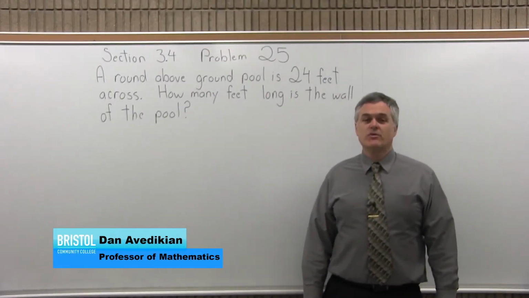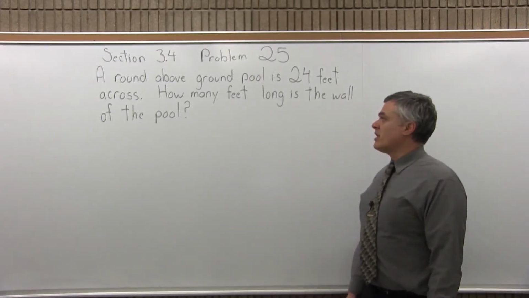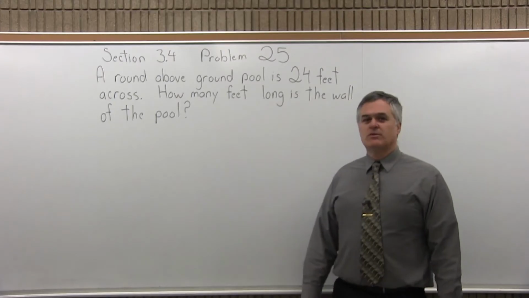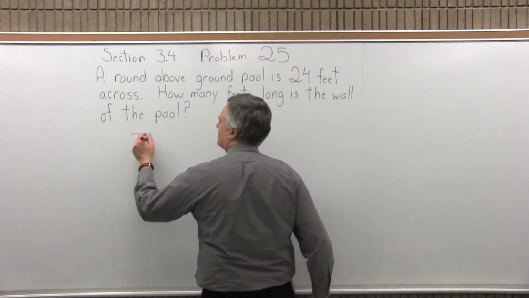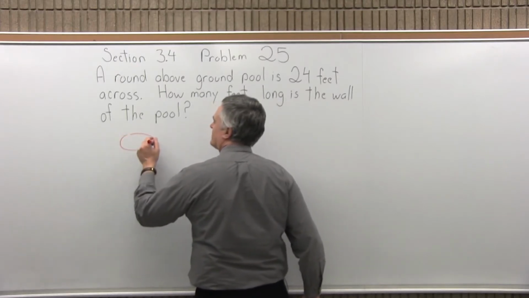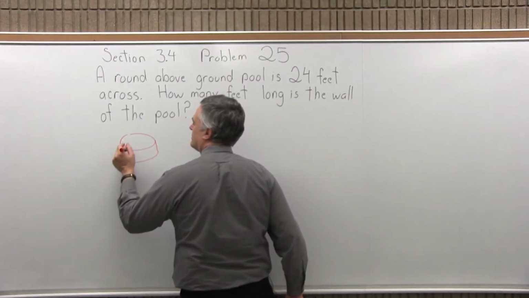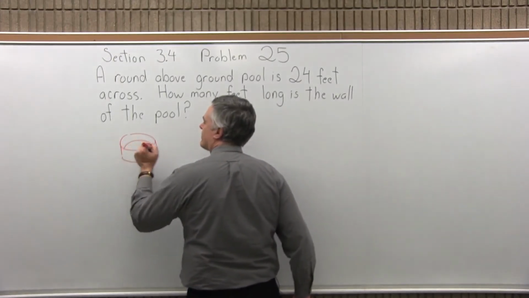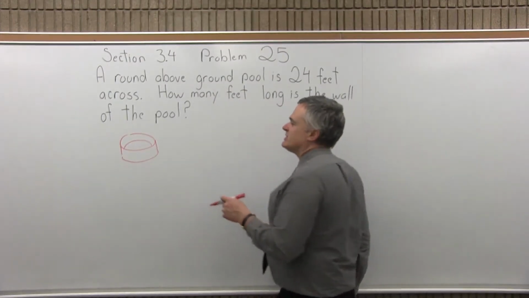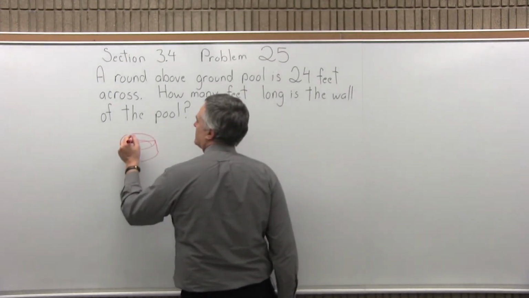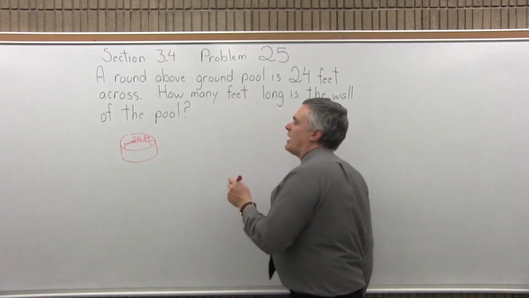This is Section 3.4, Problem 25. It says a round above ground pool is 24 feet across. How many feet long is the wall of the pool? So a round above ground pool. Let me see how nice of a picture I can draw of that. So we have a pool, something like that, full of water, 24 feet across. That's a fairly standard size. So how long is the wall?